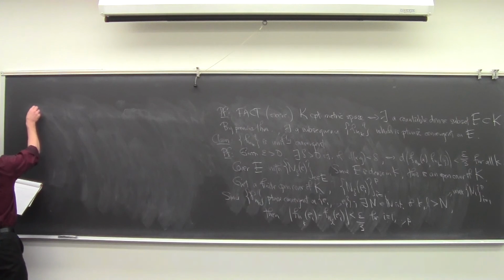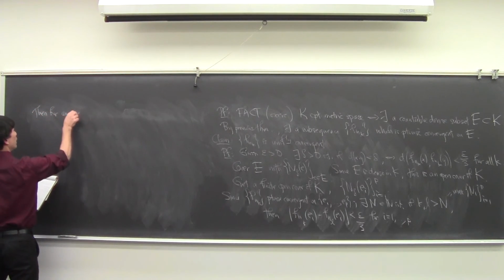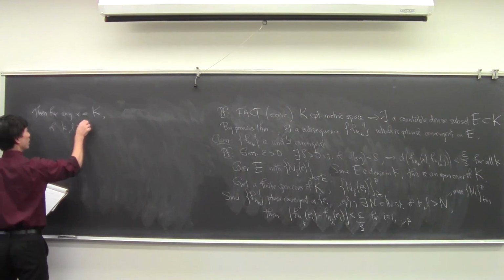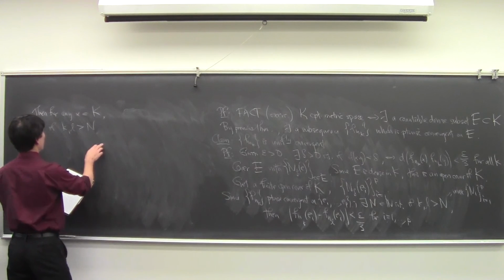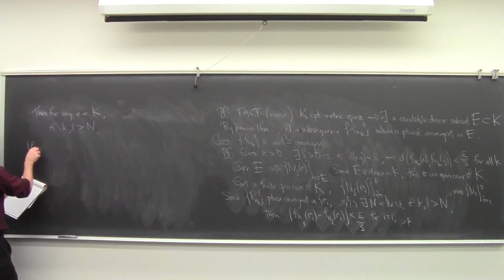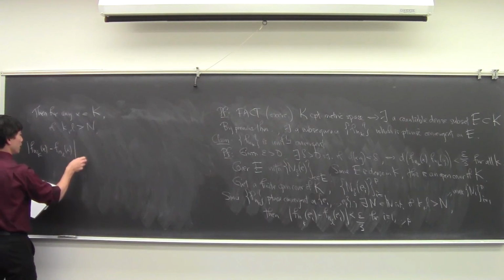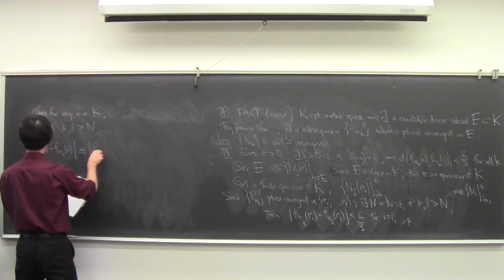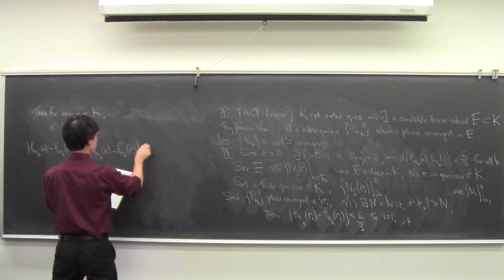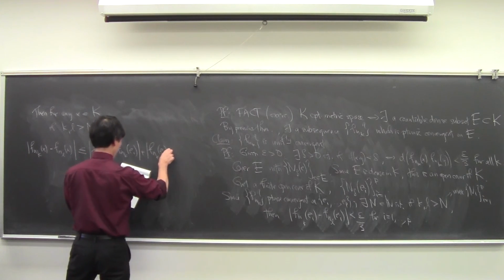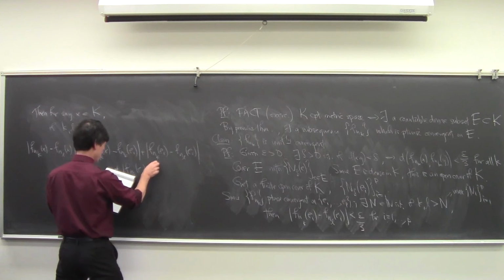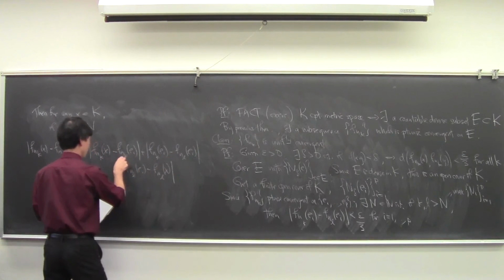Okay, so then for any x in K, if k and l are bigger than N, we know that |f_{n_k}(x) - f_{n_l}(x)| is, by the triangle inequality, smaller than |f_{n_k}(x) - f_{n_k}(e_i)| + |f_{n_k}(e_i) - f_{n_l}(e_i)| + |f_{n_l}(e_i) - f_{n_l}(x)|. Right?